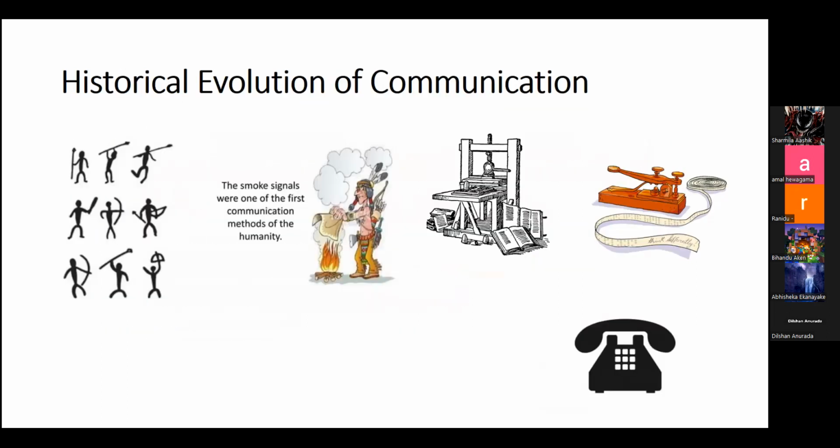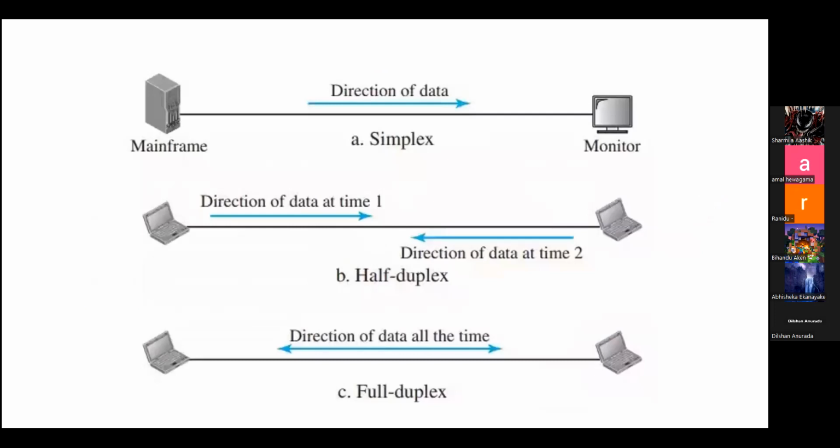Now, if we look at communication, we can categorize it based on the direction of the data flow, right? The most simple method is simplex. In simplex mode, only the sender sends and another party receives that information. They don't have any capability of communicating back to the sender, right?